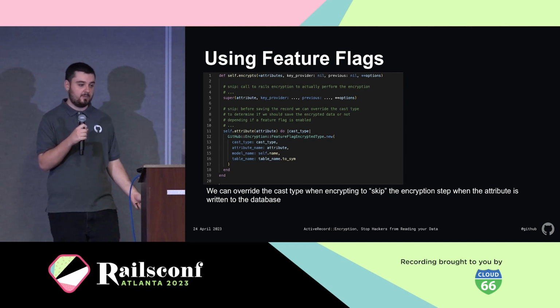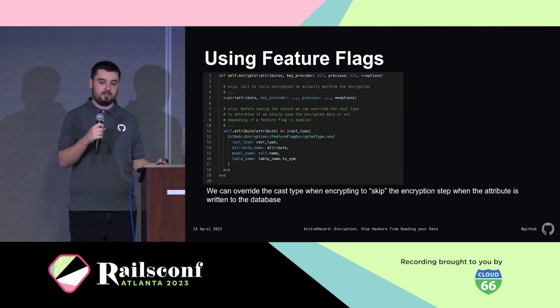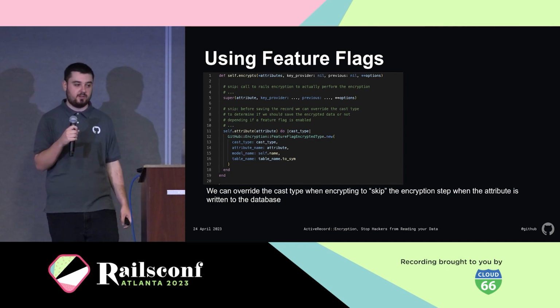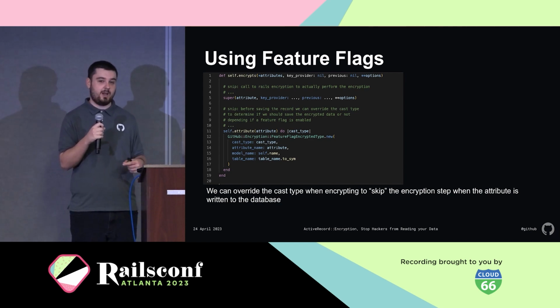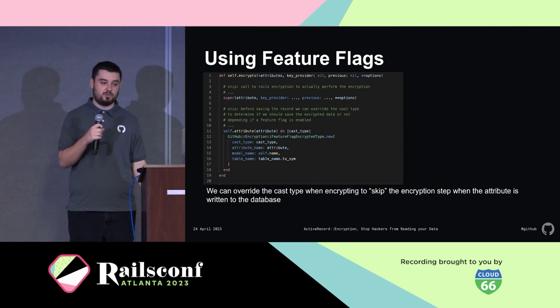So we were able to get around this by using feature flags, essentially allowing for a safe rollout. When we deploy to GitHub, this feature flag would be disabled, and so no encryption would occur. And then once deployed to all of the servers, we could toggle this feature flag, which would happen instantly across all the servers. And so that would allow for encryption to occur.